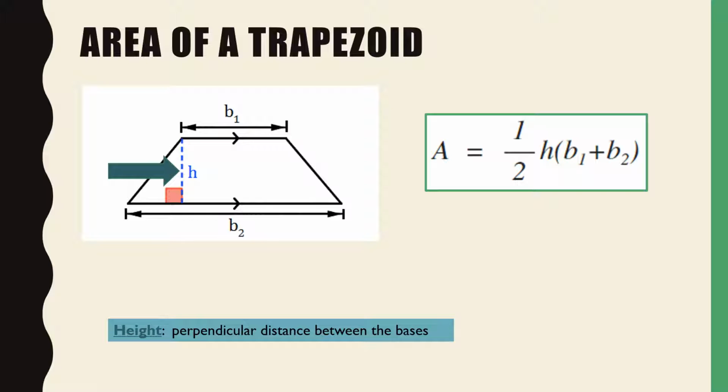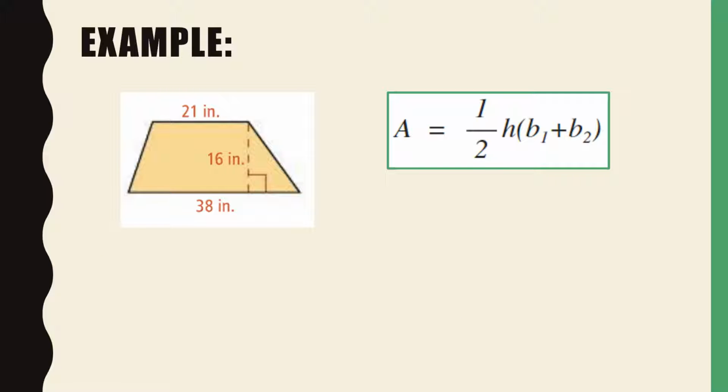So let's go ahead and do an example. So we have this trapezoid. It's just kind of a normal trapezoid, nothing particularly exciting about it. It has bases of 21 inches and 38 inches. And I know those are the bases because that's the 2 that the height is connecting. And our height is 16 inches.